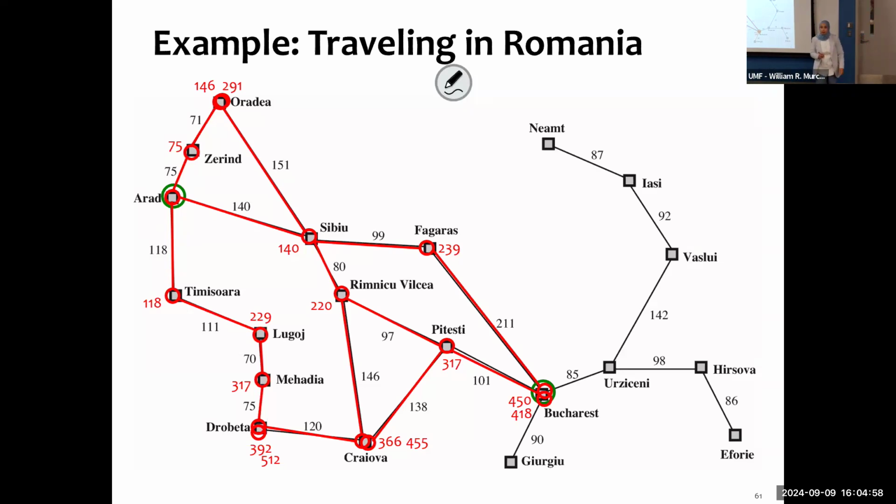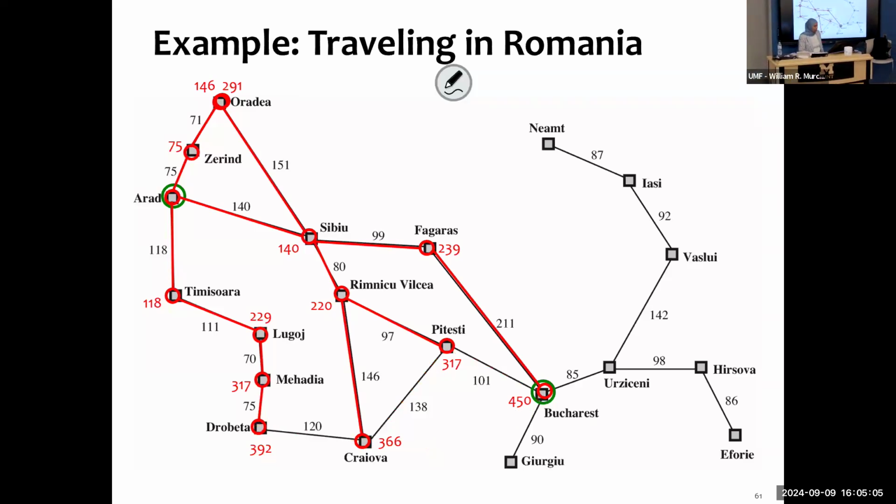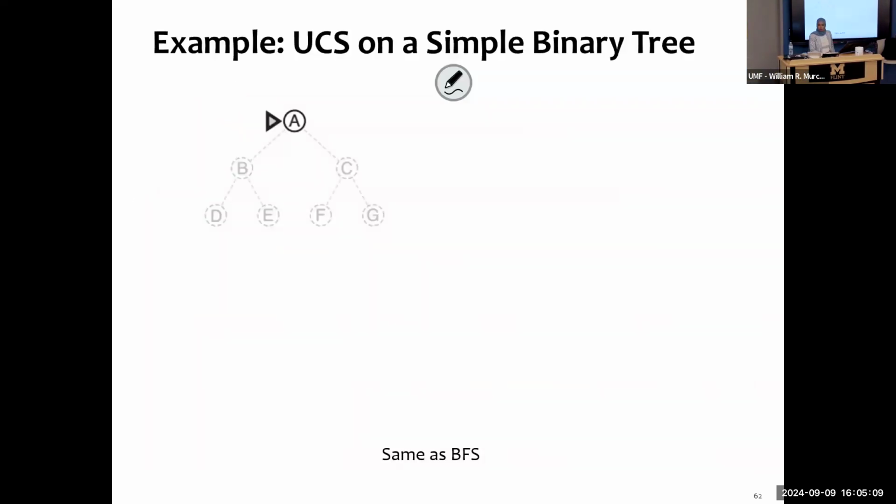Okay, yes, sir. And what's the name of the algorithm? Uniform cost. Yeah, it's the uniform. This is an example. Uniform cost search. Is it a type of BFS? No, it's a different one.